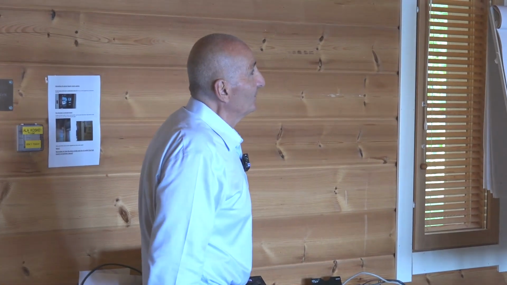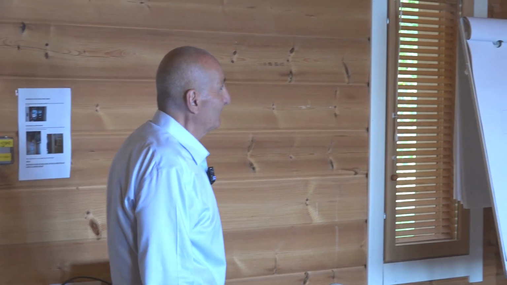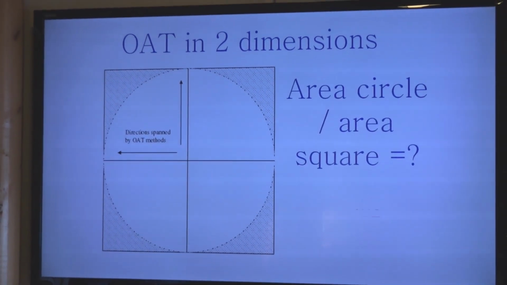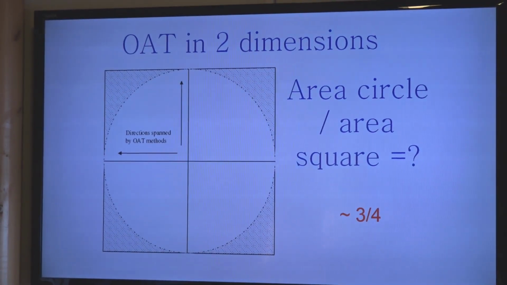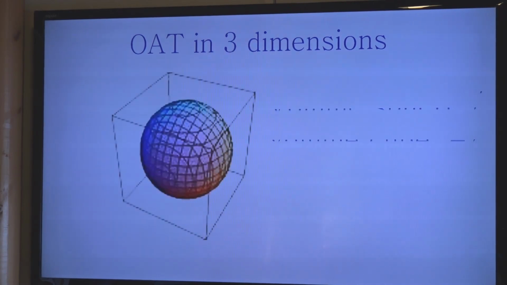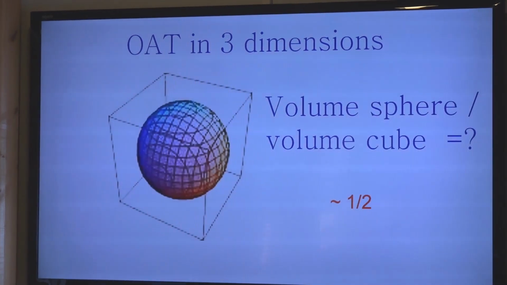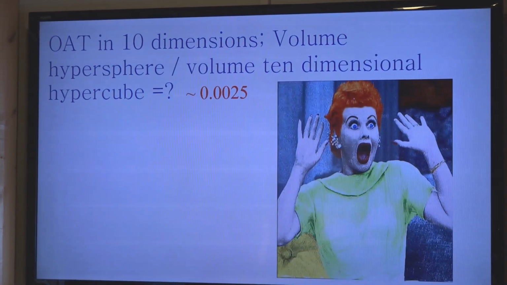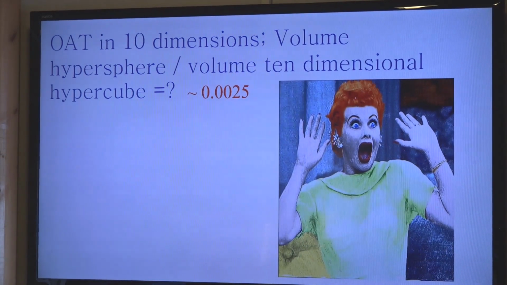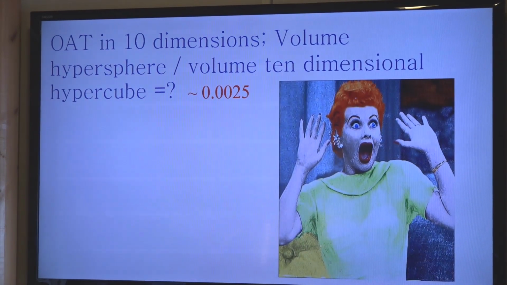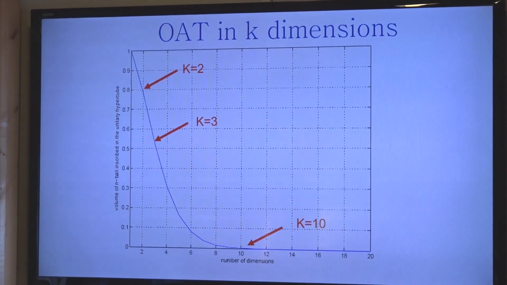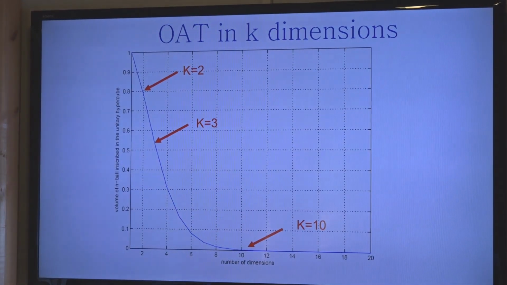Okay, so don't use one factor at a time. This is what I was saying this morning, no? The idea is that if you move in one direction at a time, you never go into the corners, and you leave out one quarter of the space. In 3 dimensions, you leave out half of the space, but in 10 dimensions, you leave out practically everything, because the volume of the sphere divided by the volume of the cube is 1/4 of 1%. And this is how the ratio goes down, no?